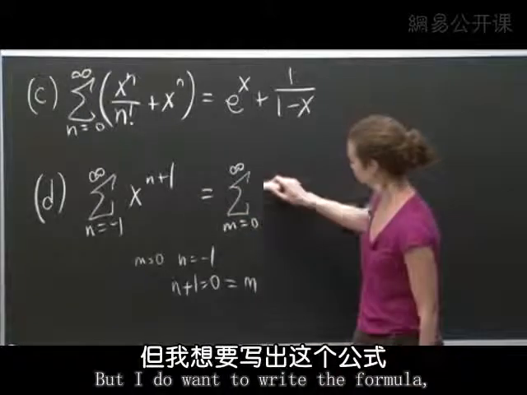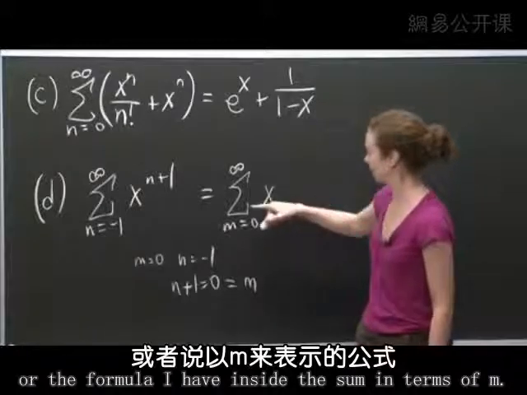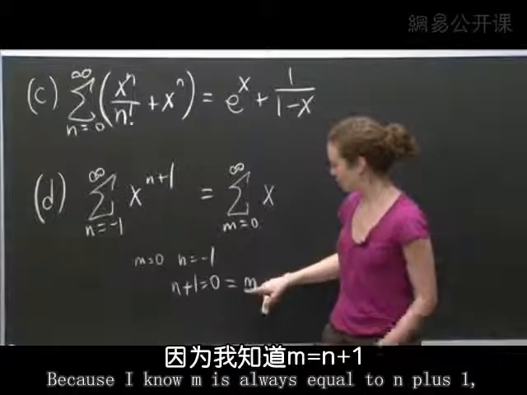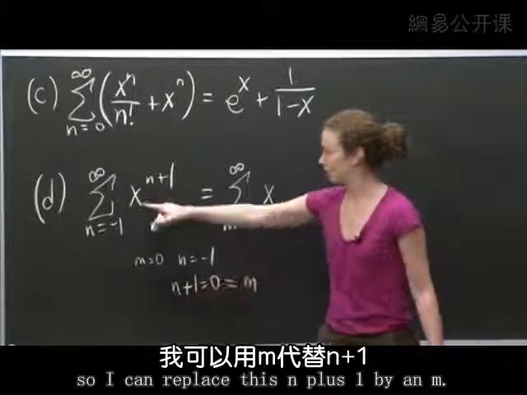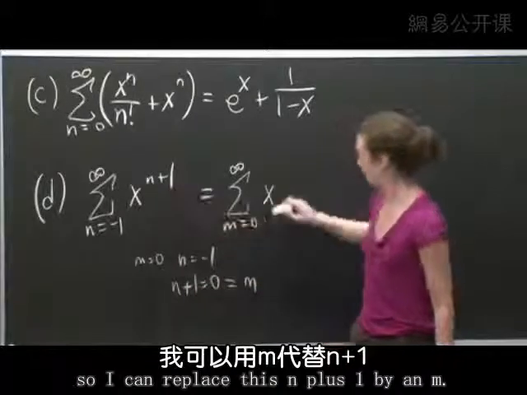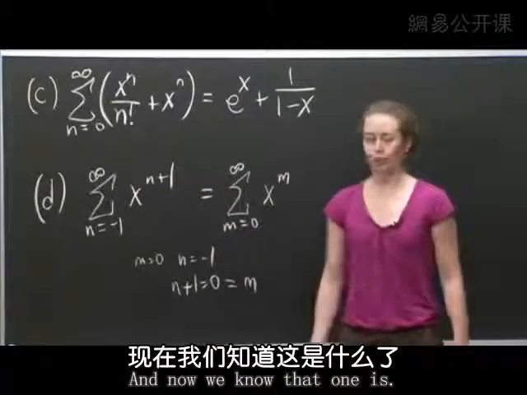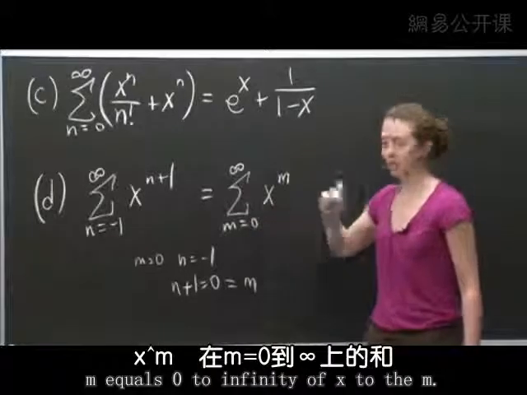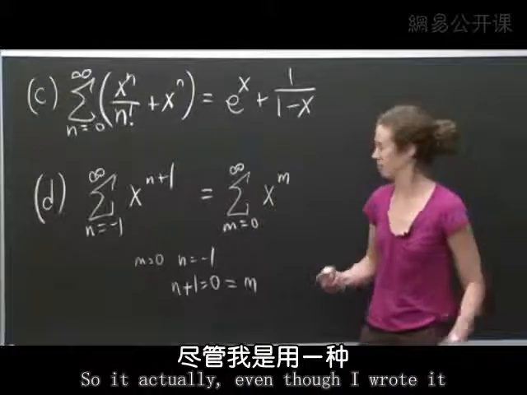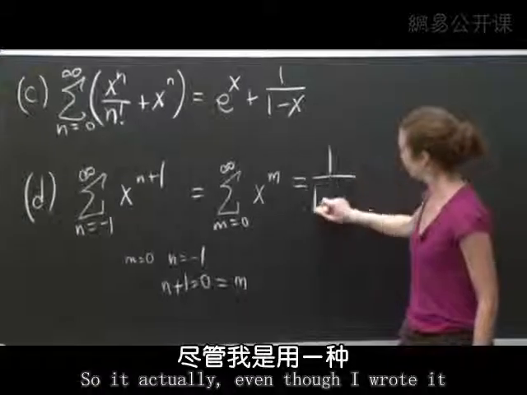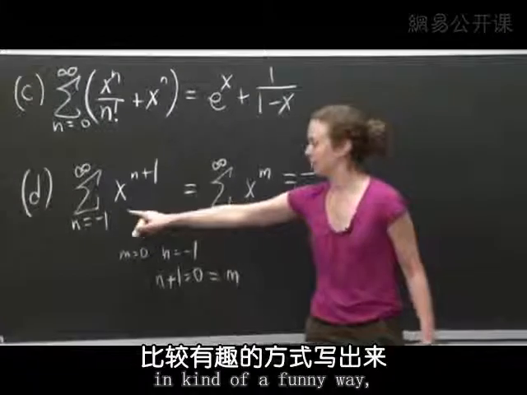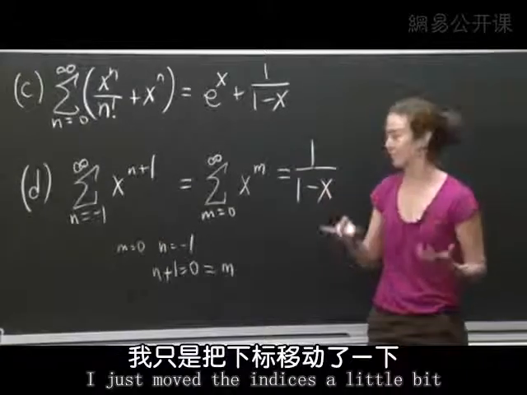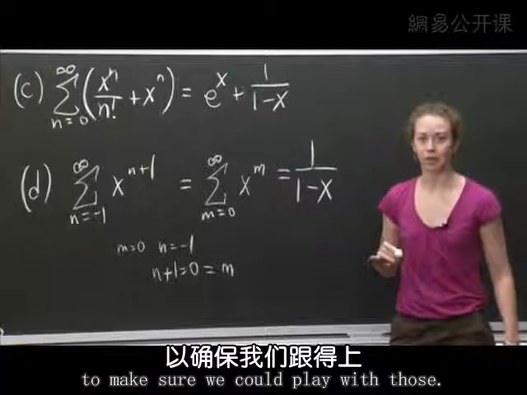But I do want to write the formula I have inside the sum in terms of m. But I've already got it. Because I know m is always equal to n plus 1, so I can replace this n plus 1 by an m. Whew, and now we know what that one is, right? The sum m equals 0 to infinity of x to the m, that's our geometric series. So even though I wrote it in kind of a funny way, it was actually just still the geometric series. I just moved the indices a little bit to make sure we could play with those.